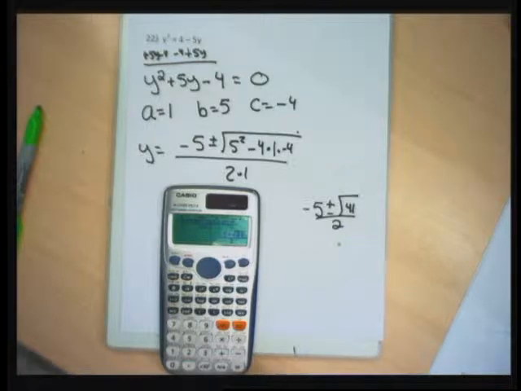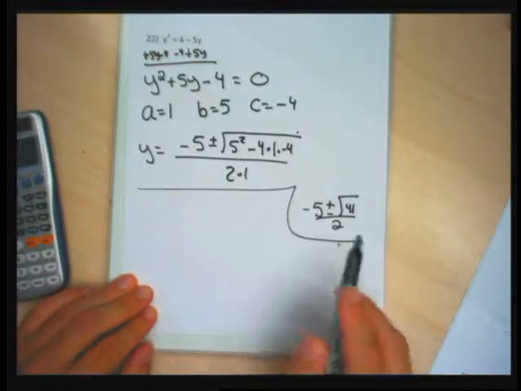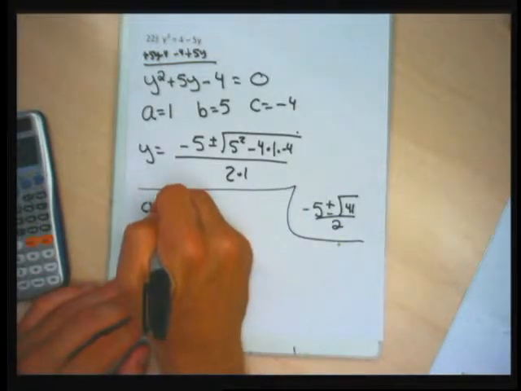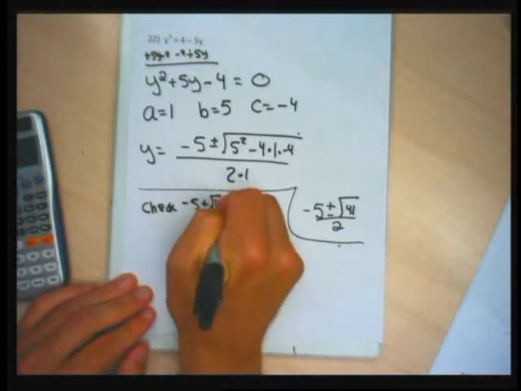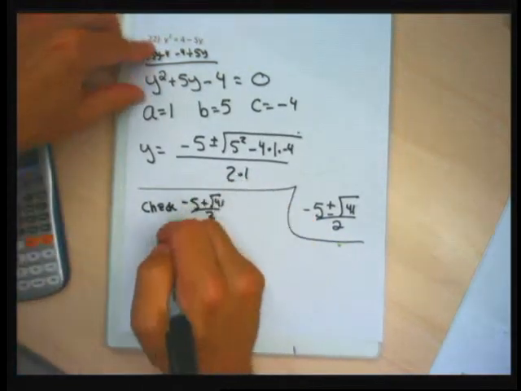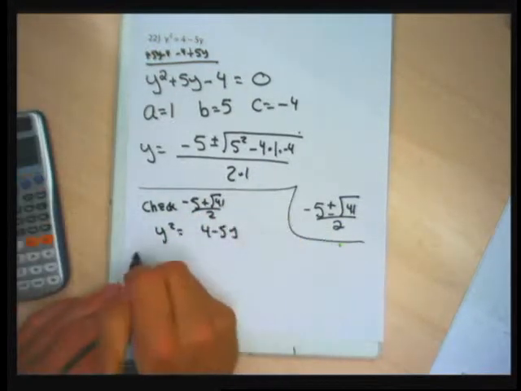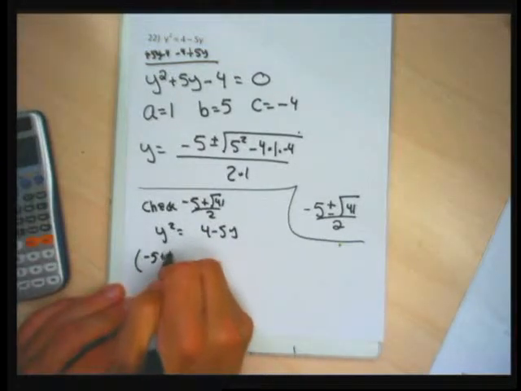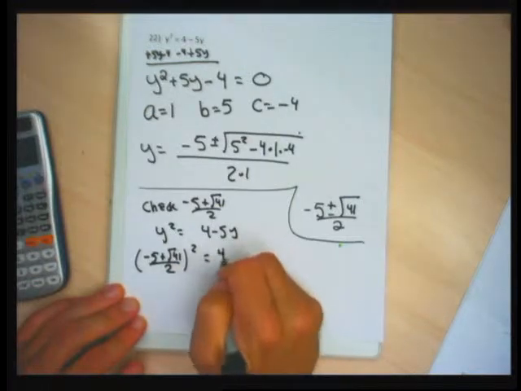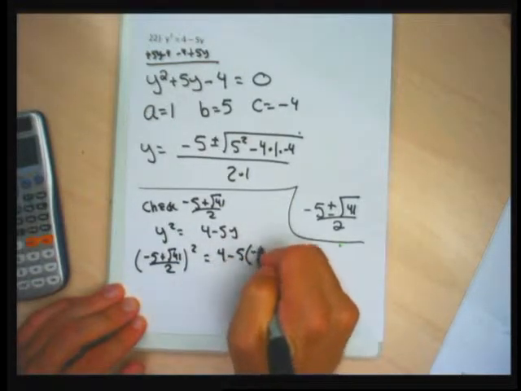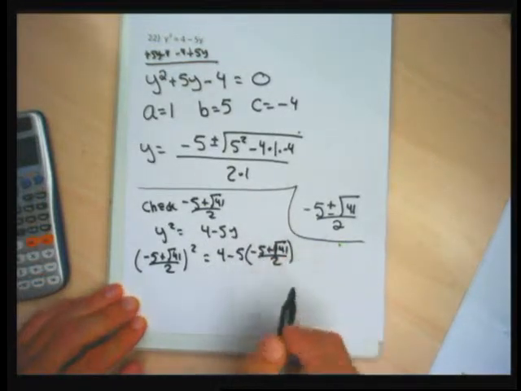Checking them here, I need to check both sides. That's really unpleasant. So for the checking, I'm going to check negative 5 plus the square root of 41 over 2. Put it in the original problem, which was y squared equals 4 minus 5y. So I need to do negative 5 plus the square root of 41 over 2 squared and show that that equals 4 minus 5 times negative 5 plus the square root of 41 over 2. So I need to do 2 checks.